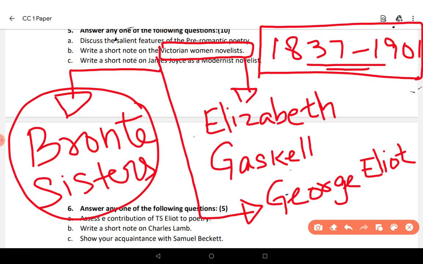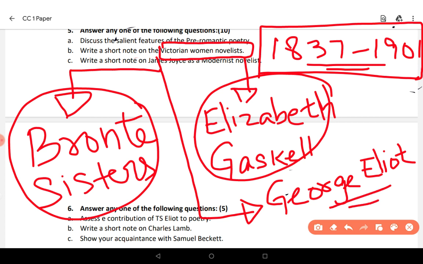So there are 3 Brontë sisters: Charlotte Brontë, Anne Brontë, and Emily Brontë. You will write about some of their works and what kind of works they wrote. Then another women novelist of that period is Elizabeth Gaskell. She was a good friend of Charlotte Brontë. You need to mention some of her work. And then George Eliot again.